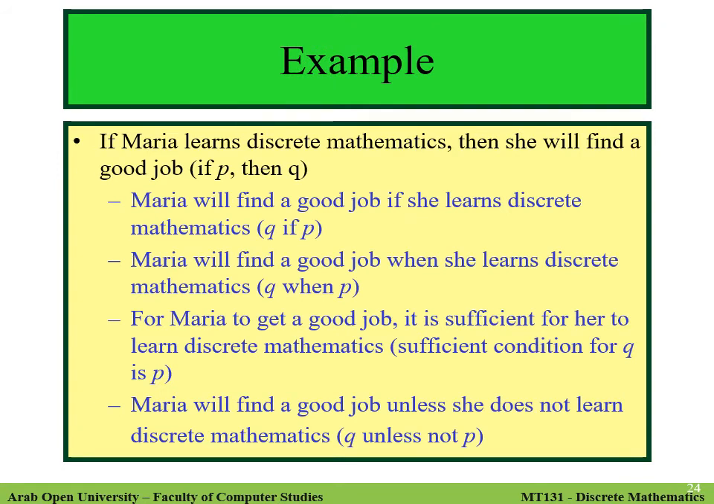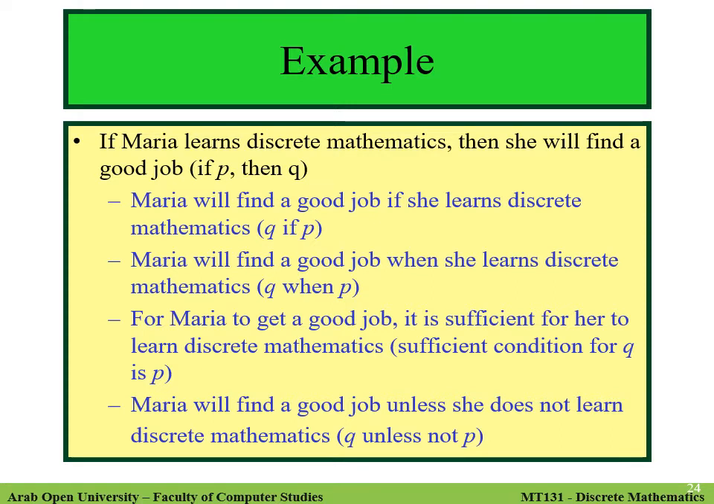Here are examples. The original statement: if Maria learns discrete mathematics, then she will find a job. So if P, then Q. Another way to say that, same implication: Maria will find a good job if she learns discrete mathematics. This is Q if P. Or you could say Maria will find a good job when she learns discrete mathematics, or you could use whenever. But this is the form Q when P.